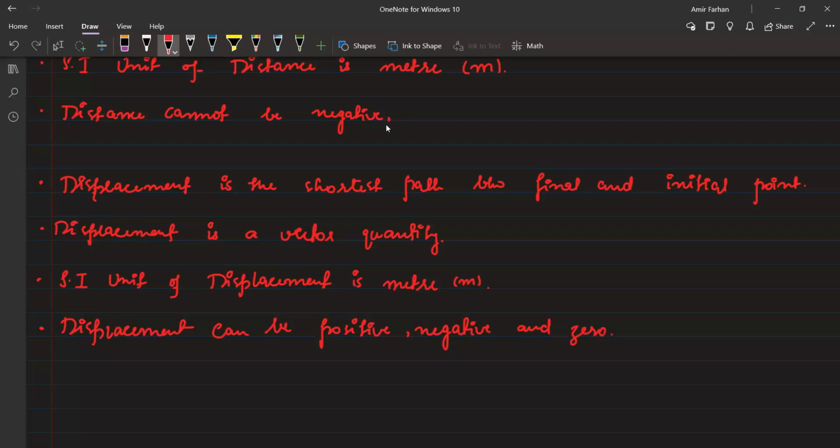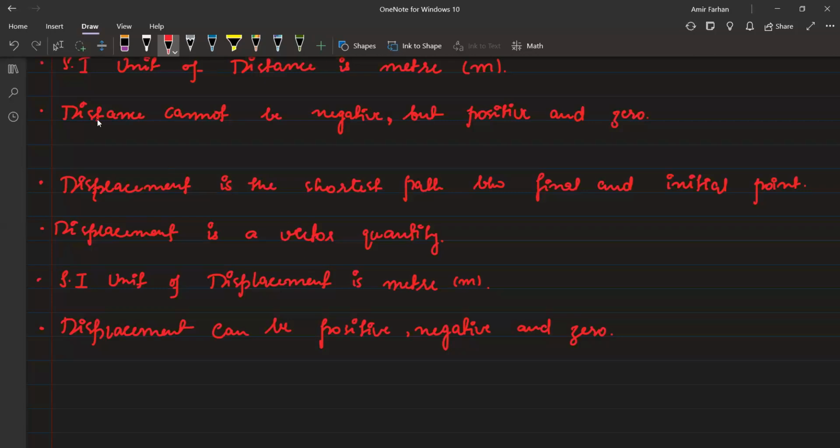Let me write here: displacement, but positive. And positive means you have covered some distance, and 0 means you haven't basically moved from your position. Okay.